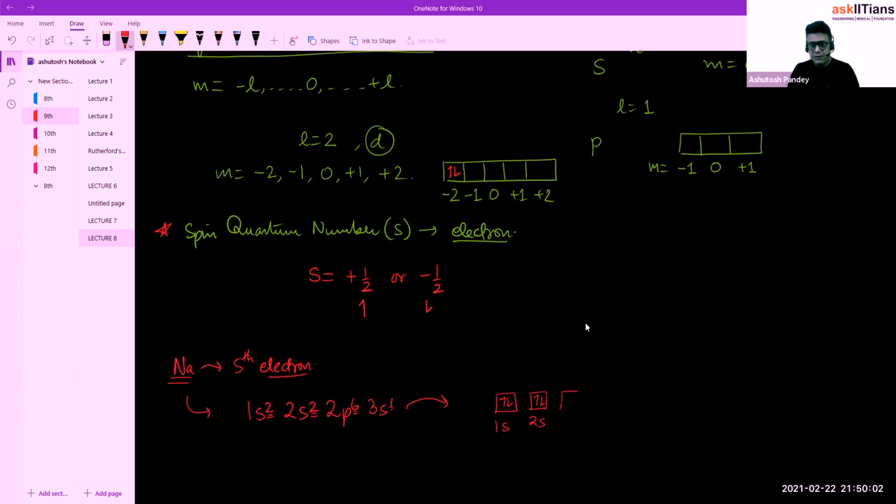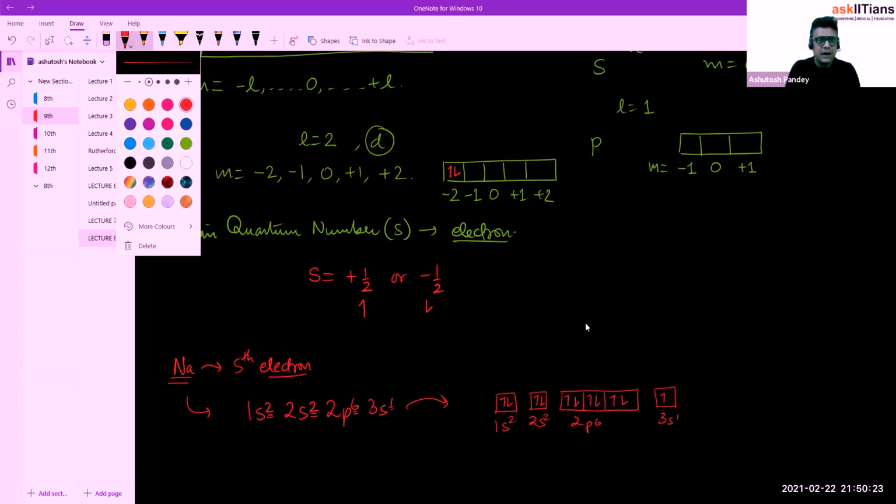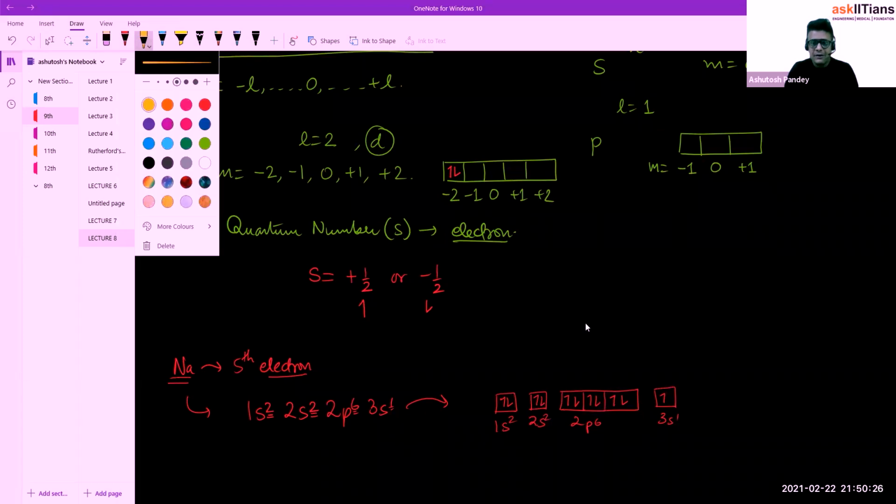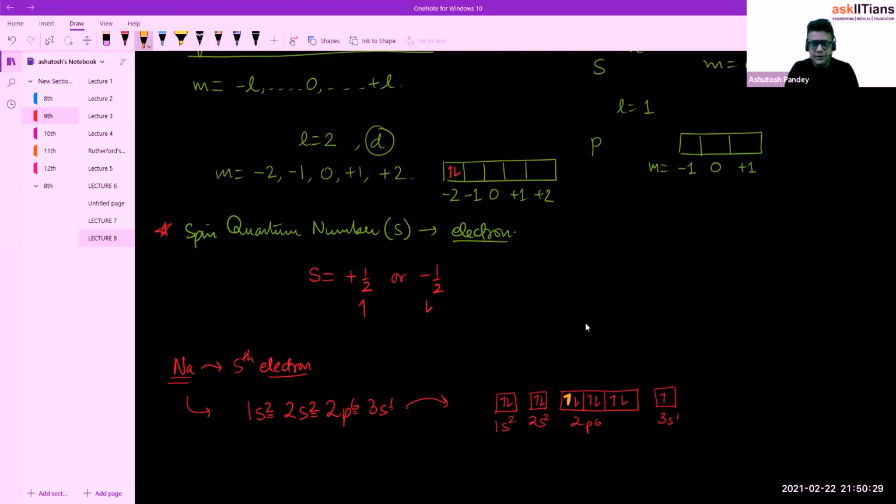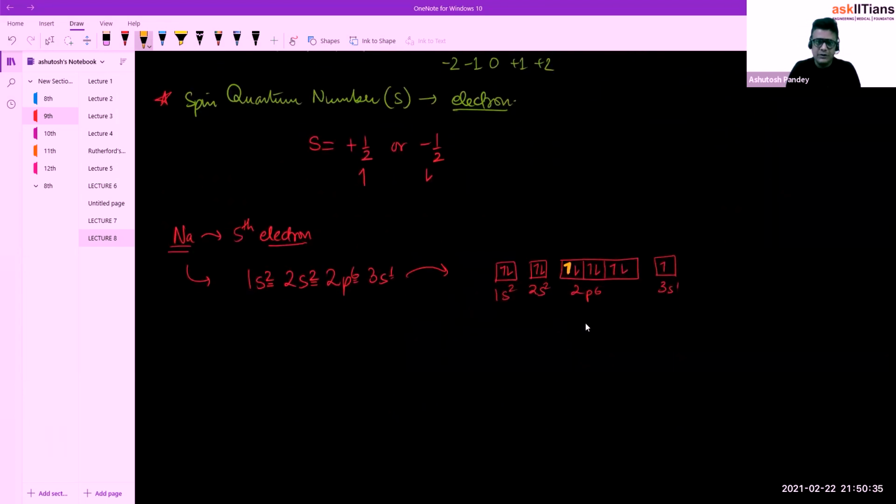Now the fifth electron will come in the p subshell. So this is 2p6, and then this is 3s1. This is the electronic configuration of sodium, and this is the fifth electron. So we are going to write the quantum numbers for this electron. What is the value of n? Since the electron is in the second shell, n will have a value of 2.